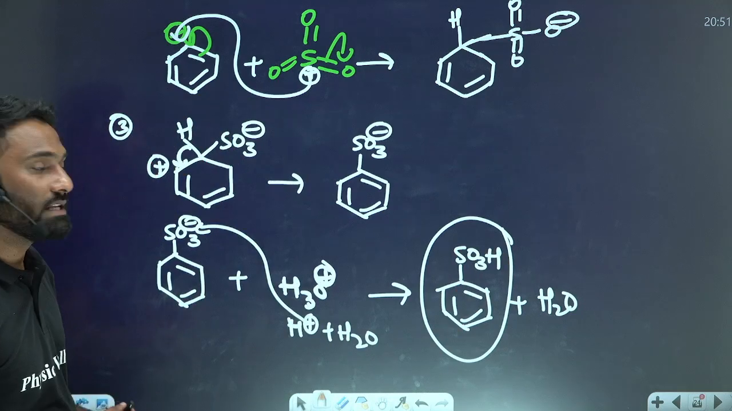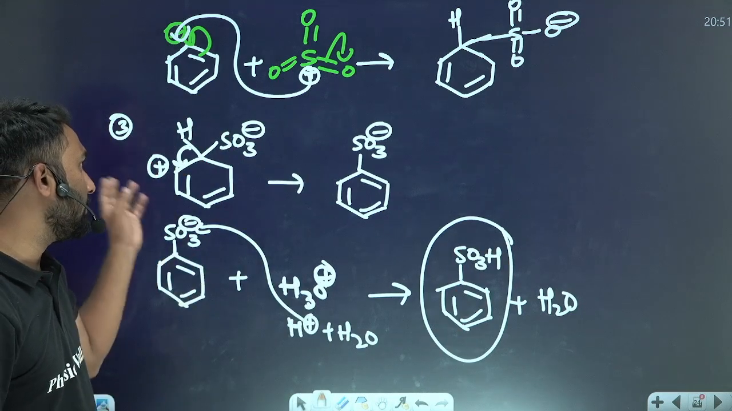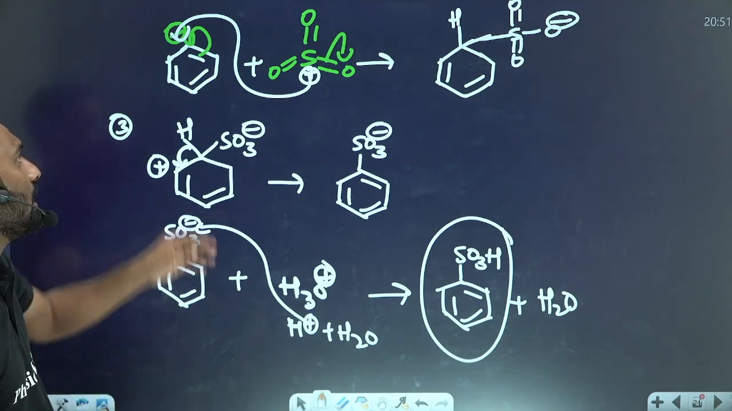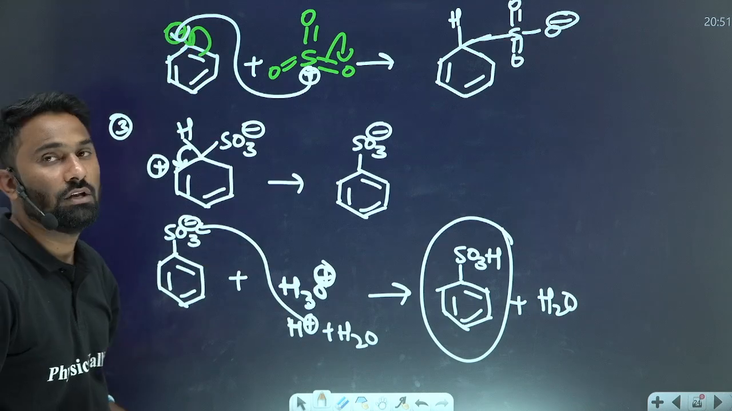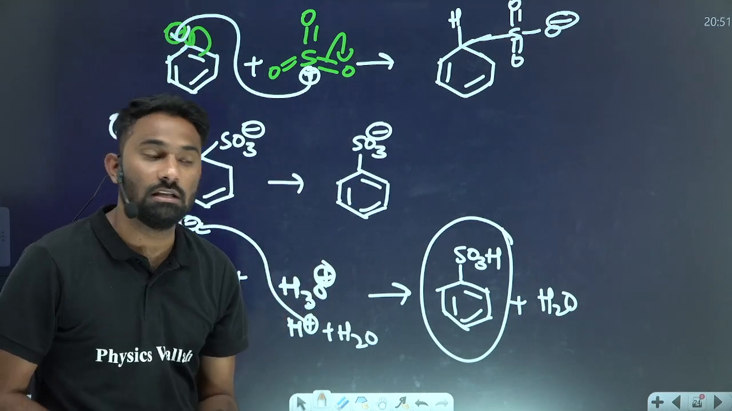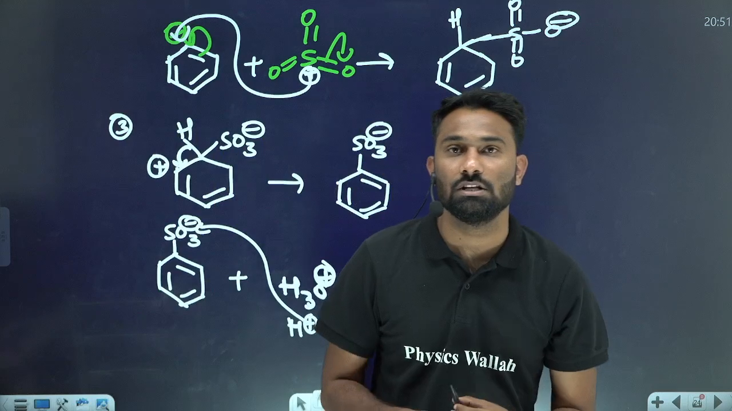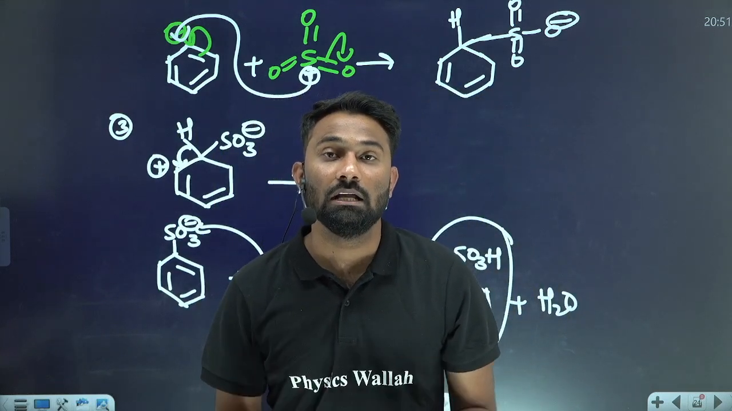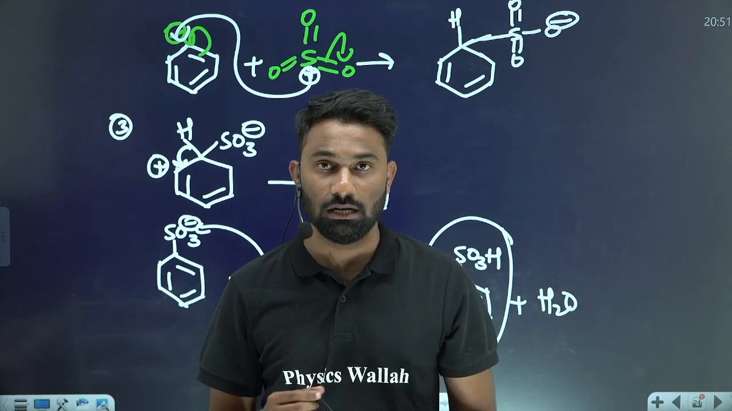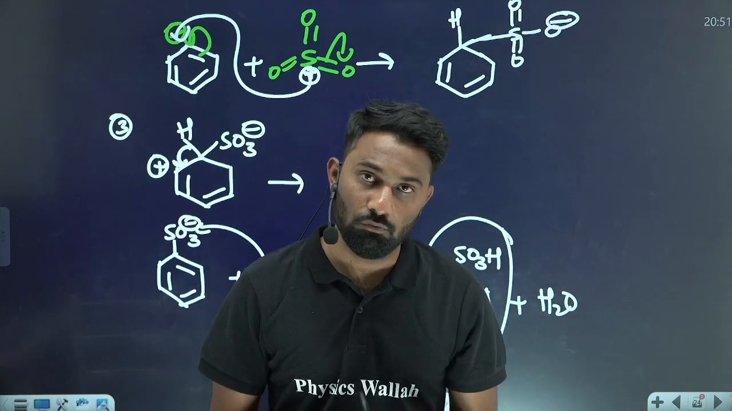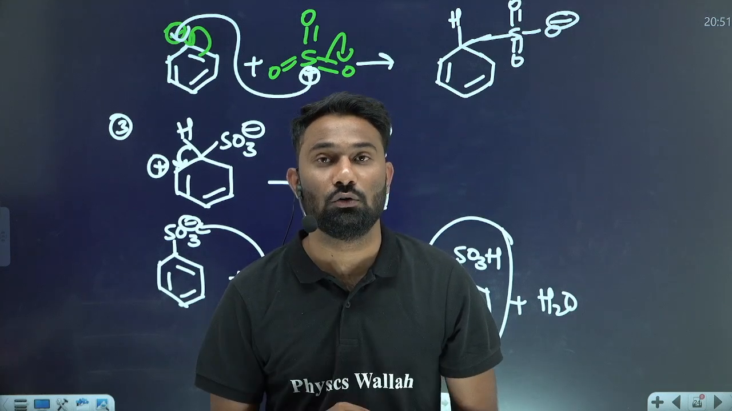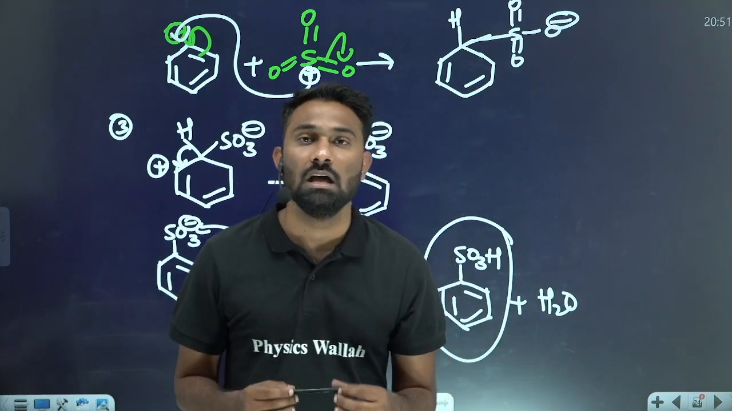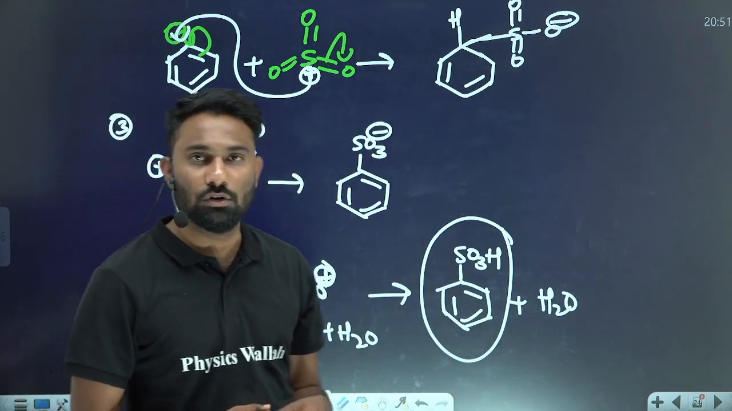Now if concentrated H2SO4 is given on the benzene, we will get the benzene sulfonic acid. Here the neutral SO3 in sulfonic acid. Now in a statement based question, they say that in aromatic electrophilic substitution reaction, in sulfonation, the electrophile is neutral SO3. Neutral SO3 is the electrophile that is generated in the sulfonation.